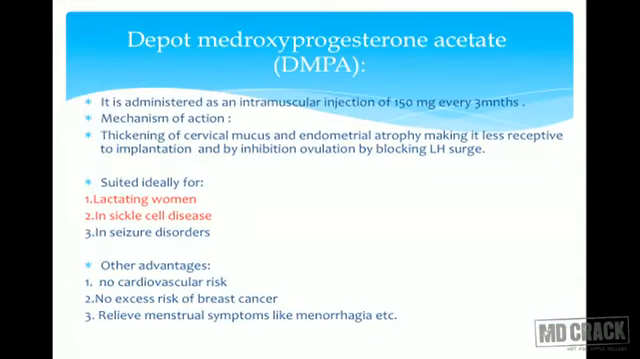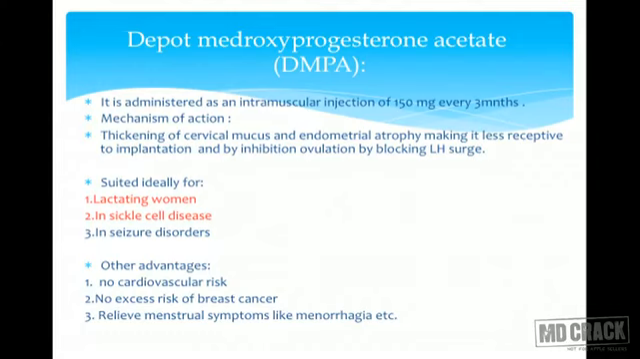Coming to Depo-Provera, depomedroxyprogesterone acetate, that is DMPA. It is administered as an intramuscular injection. 150 mg of DMPA is injected every 3 months. The female is supposed to take this injection.